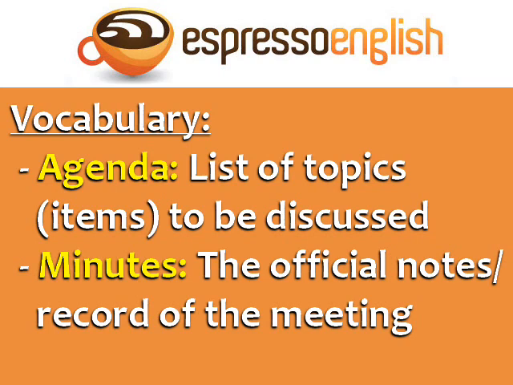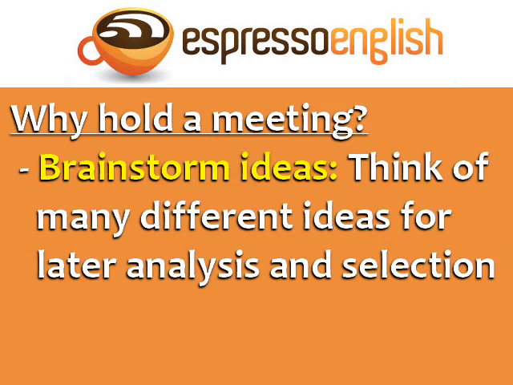In some meetings, one person keeps notes that will be the official record of the meeting. These are called the meeting minutes. Why hold a meeting? There are a number of different reasons. One is to brainstorm ideas. Brainstorming is creating a lot of different ideas so that they can later be analyzed, evaluated, and the best ones can be selected. Brainstorming is often done as a first step in a project, before there is a definite plan.